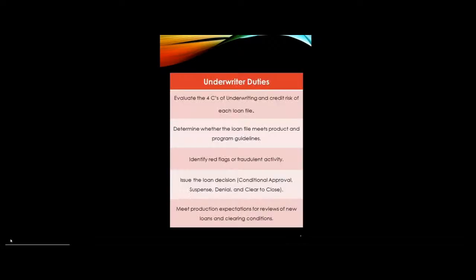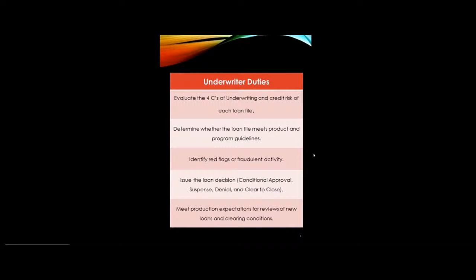It's a lot of information. Let's go over underwriting duties. Evaluate the 4 C's of underwriting and credit risk of each loan. You're going to determine whether the loan file meets product and program guidelines. You're going to identify red flags or fraud activities. Issue the loan decision, which could be a credit approval, a suspense, a denial, and a clear to close at the end of the underwriting review.